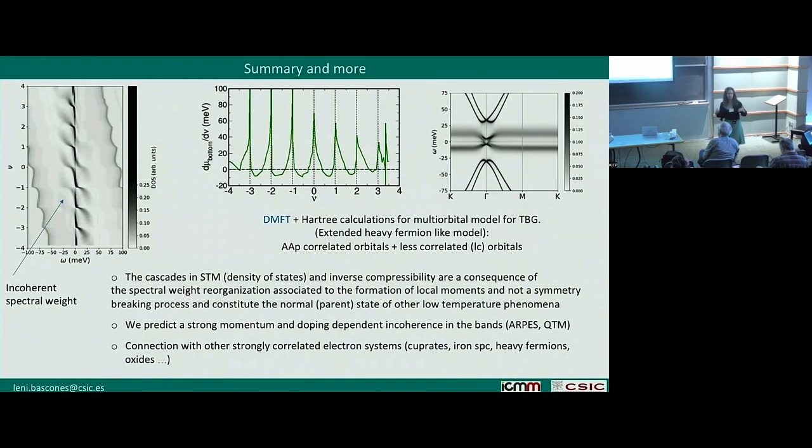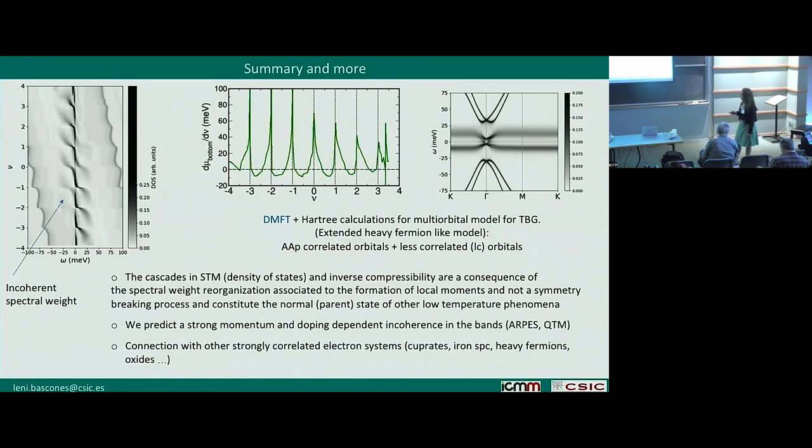So what we have done, with this DMFT plus Hartree calculation, is to obtain this kind of extended heavy fermion-like model, showing these cascades in the density of states that compare well with the experiments in STM and also in the compressibility. And what we say is that this strong reorganization is due to the formation of local moments, not to a symmetry breaking process. And so this is the state in which later the ferromagnetism or the intervalley coherence will appear.